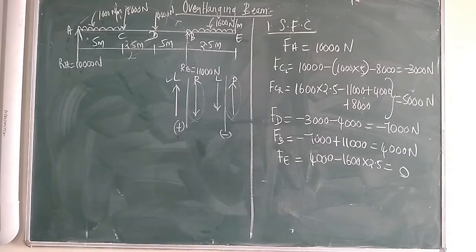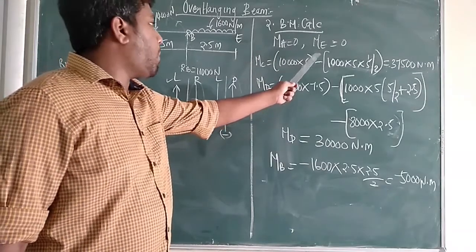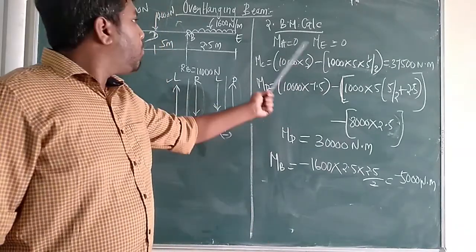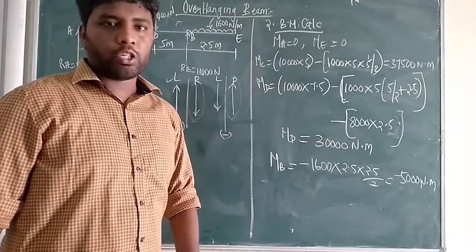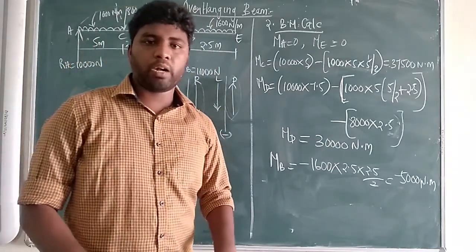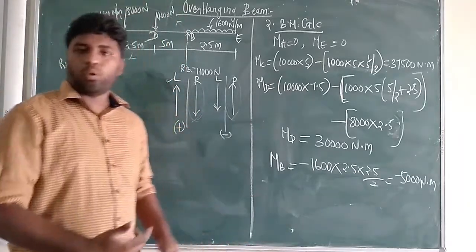Next one, bending moment calculation. Okay. So moment at A is equal to 0, moment at E is equal to 0. Why? Directly I have written moment at A is equal to 0, moment at E is equal to 0. So according to the rules that I have given in your shear force and bending moment introduction part, I have given you some part of rules.